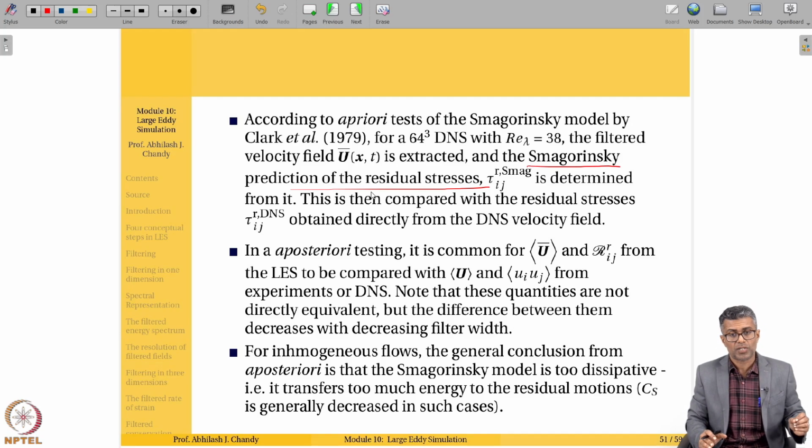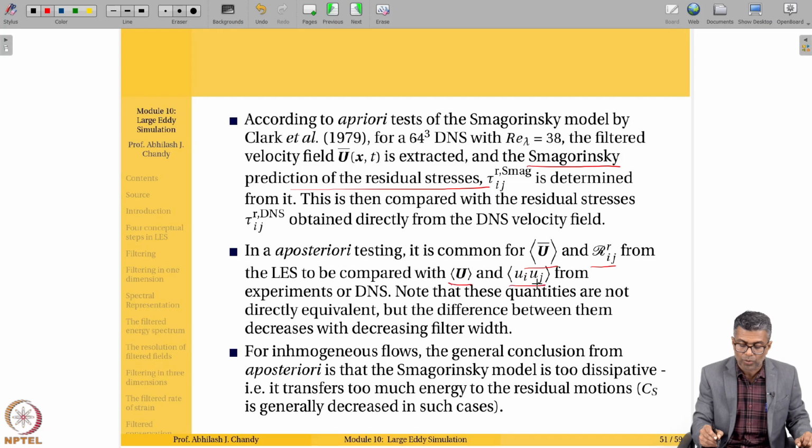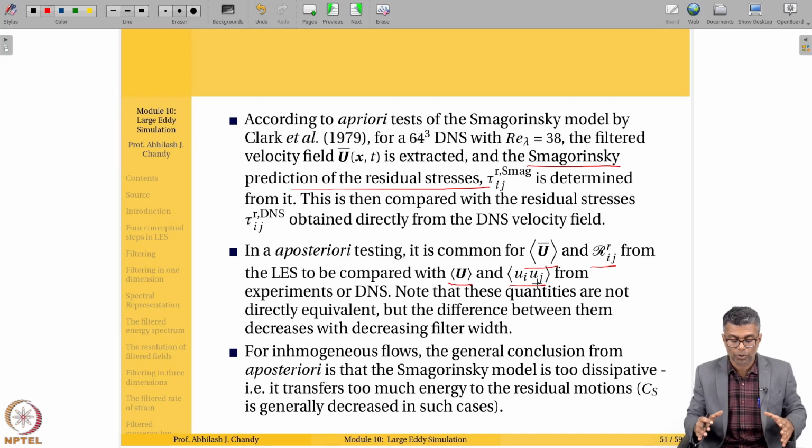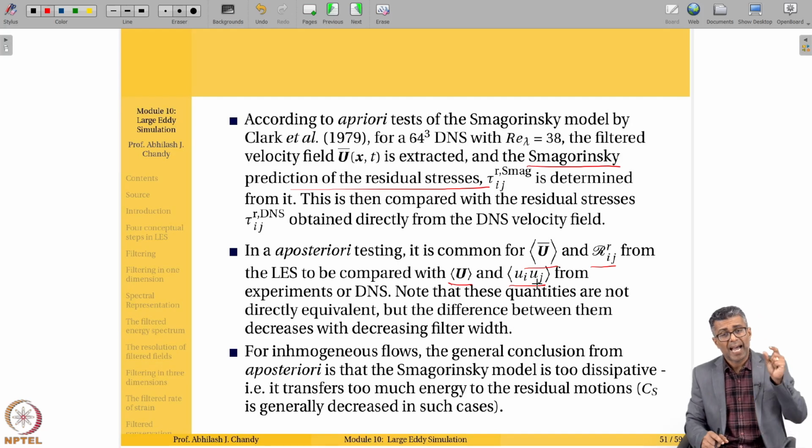A posteriori testing, what you do is you calculate the U bar average, and you calculate R_ij residual, and then you compare it to the average of u_i u_j, the Reynolds stresses from the experiments or DNS. Remember, these two are not directly equivalent, but as you reduce the filter width, these two will turn out to be more and more equivalent.